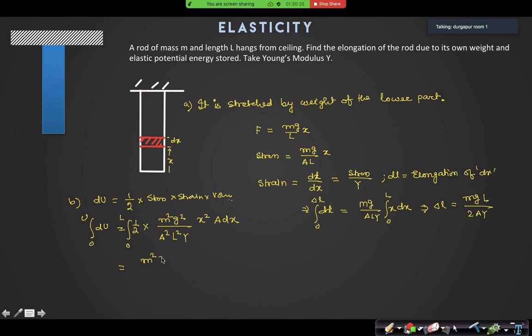It's m square g square by A square L square Y, into A will get cancelled out, so A L square Y, into x square dx means x cube by 3, right? So L cube by 6. So I think one L will be there. So m square g square L by 6AY. That will be your answer.